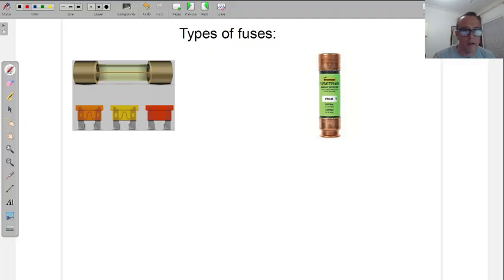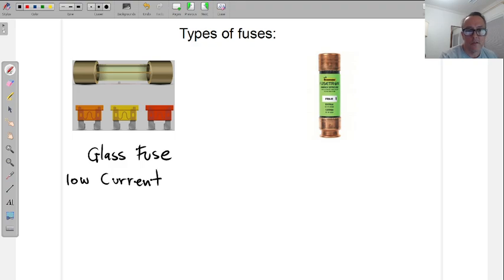Technically, there's a third one, but I'll give the third one an honorable mention in a second. There's only 2 types. The 2 types are glass fuse. All right, the glass fuse. These are going to be for low current systems. All right, these are for low current systems. And they're usually somewhere in the 1 amp to 3 amp world.